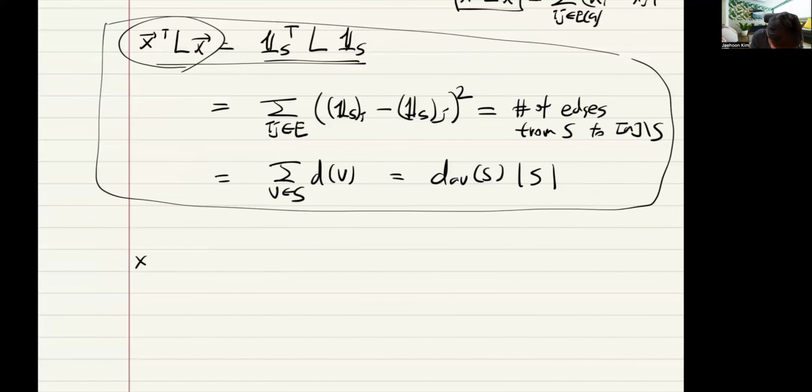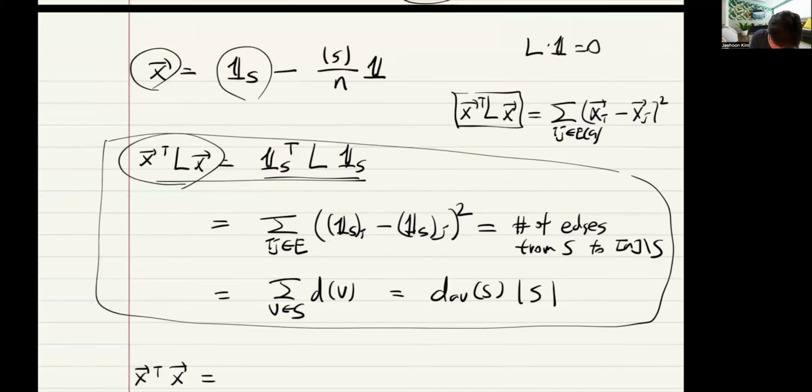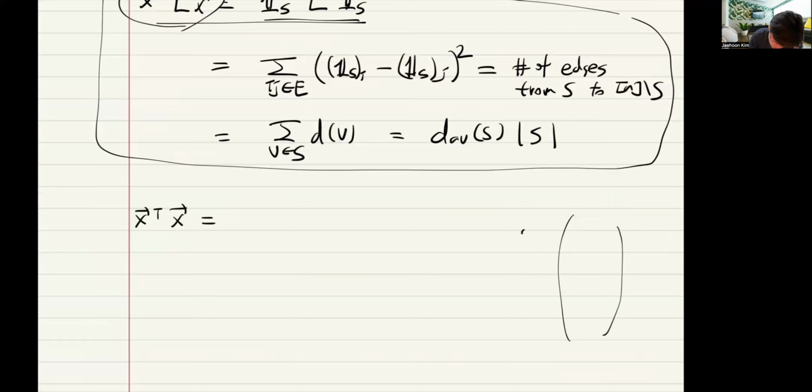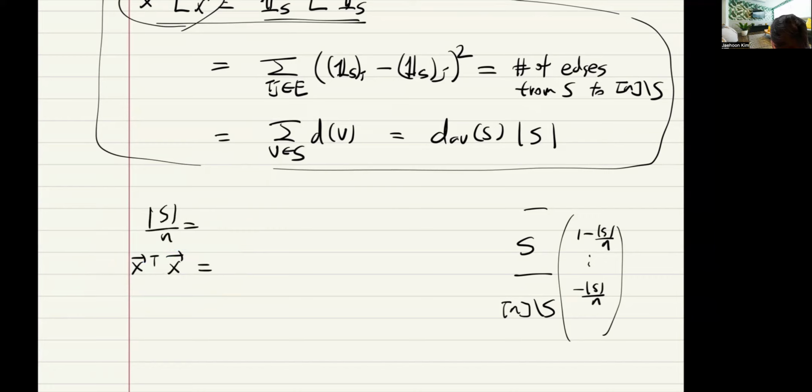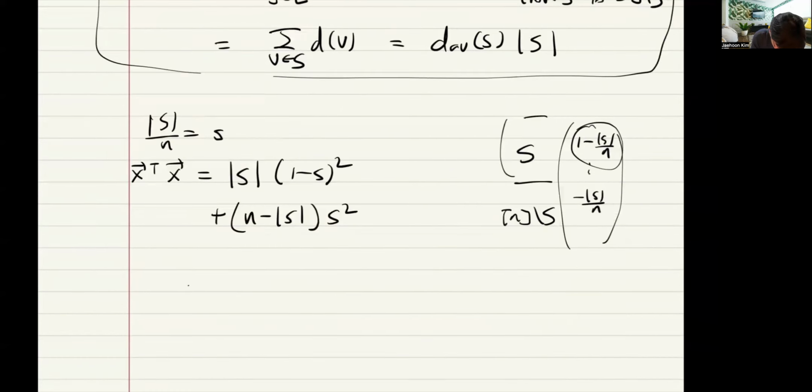So we now compute the denominator. As I mentioned, this is a vector whose coordinate corresponding to S is 1 minus s over N, and outside of S it is minus s over N. So let's write small s as the size of S divided by N. The size of S has that many coordinates, so 1 minus s squared, plus N minus S, the remaining many, times s squared. So you just compute this.